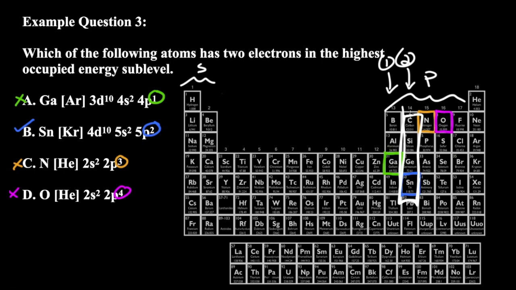So everything in this column right here would have 2 electrons in the P sublevel. So now let's look at how we can write electron configurations for charged atoms. To understand how we can write the electron configuration for different charged atoms, let's take a look at the electron configuration for something like iron.